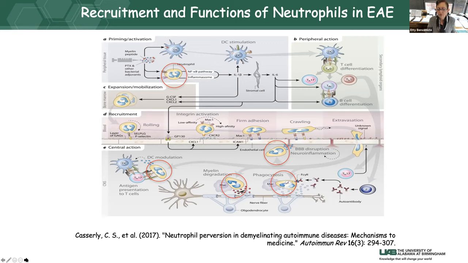There's also literature that activated neutrophils can in fact cause death of oligodendrocytes. So it's possible there that they can contribute to demyelination. They are also functioning in terms of phagocytosis, leading to further myelin damage. And these are all aspects that we will be looking at in the context of our brain-targeted EAE model.